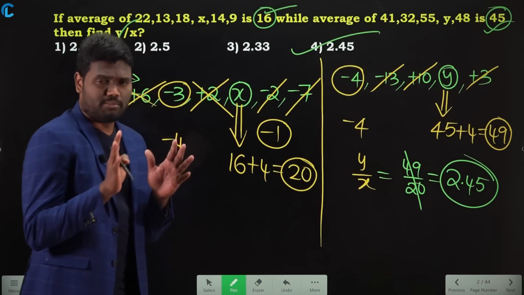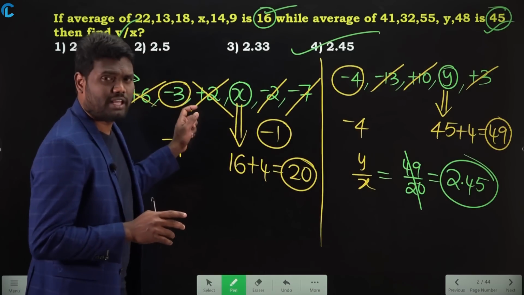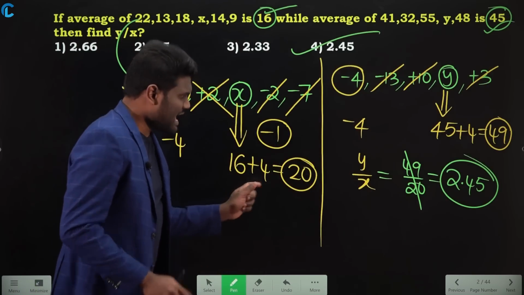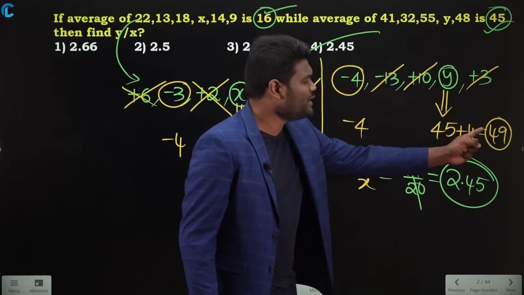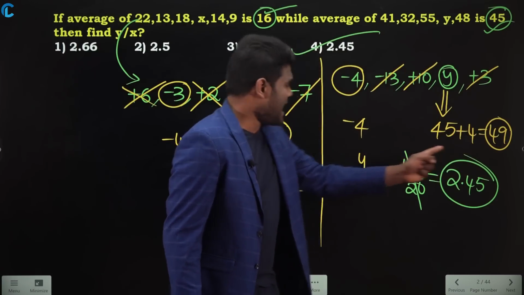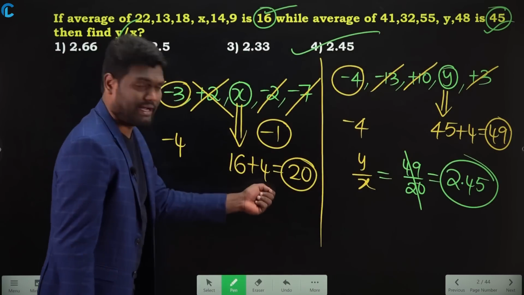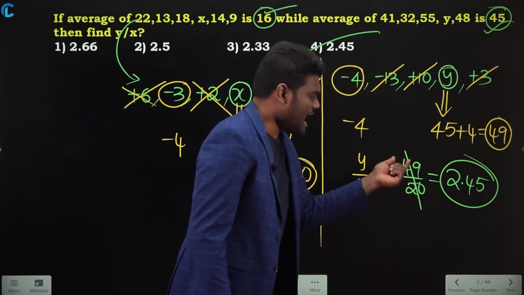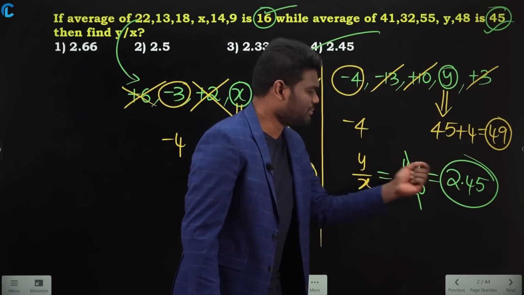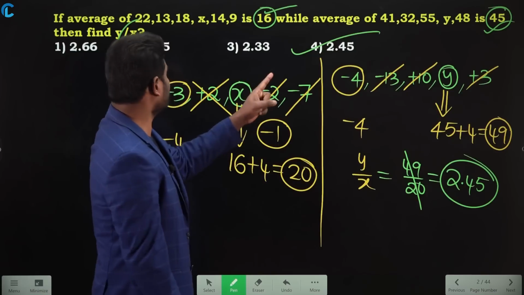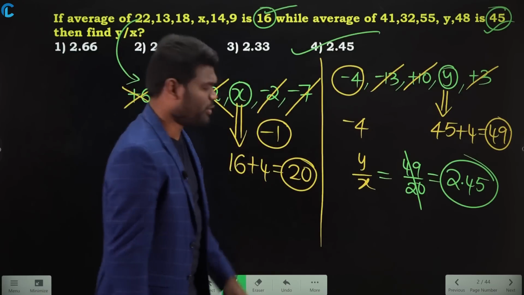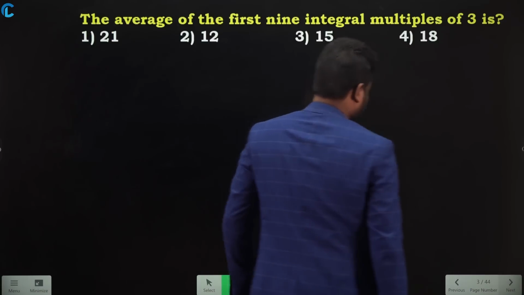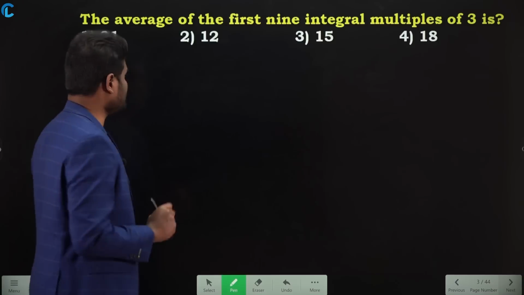Just a very simple question. What you need to do is find the value of x, and I need to find the value of y. The value of y is 49 and the value of x is 20. So just calculate it. It is going to be 49 by 20, which is nothing but 2.45. So I can say the answer for this question is 2.45. Let us look at the next one. All these are very simple and basic questions.